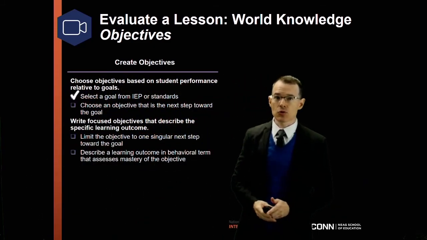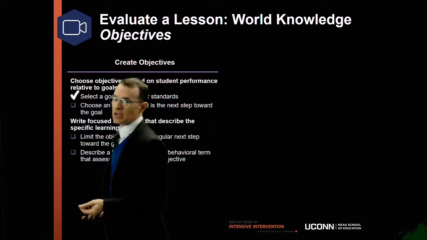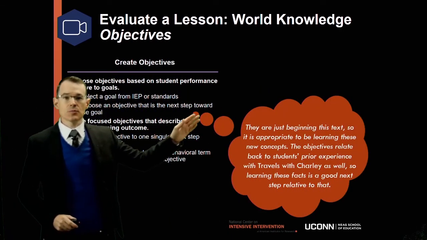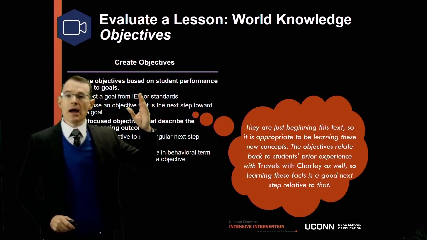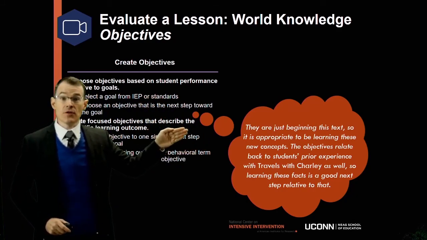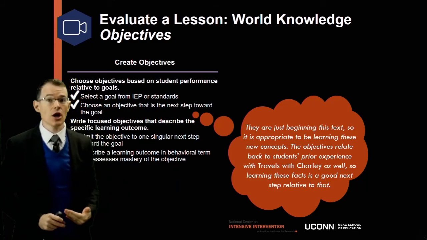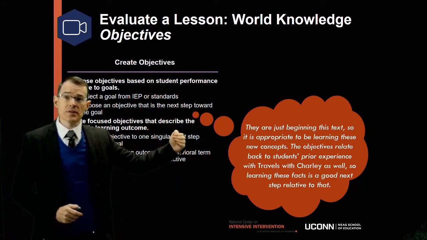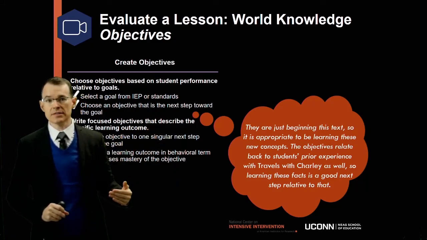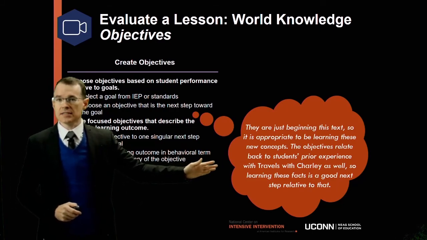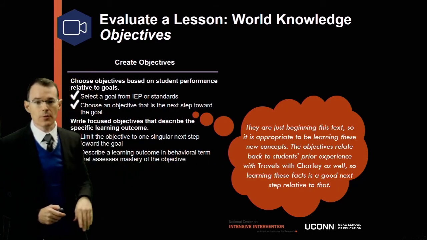All right, now let's look at the second one, which is whether or not the objective is the next step toward the goal. Well, this is a little bit tricky. Now, they're just at the beginning of the text, so it's appropriate to be learning about Ellis Island to frame that for the students. And it relates back to the students' experience with Travels with Charlie. So in terms of preparing them to read the text and understand these concepts about Ellis Island, I think we've got a good next step there. So I'm going to give myself credit for that one.